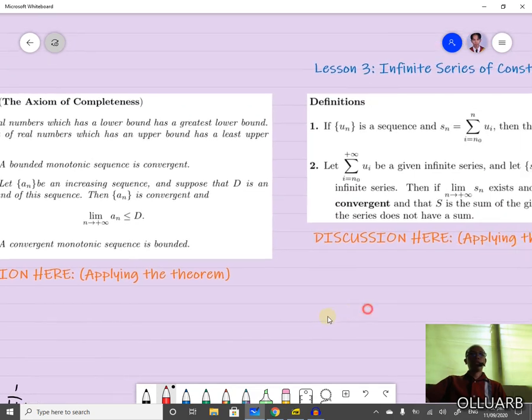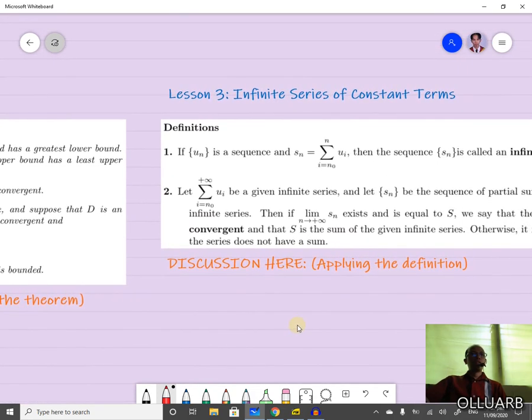Okay, for our next lesson, which is lesson number 3, it will be discussed in the next video. This is entitled Infinite Series of Constant Terms. Remember that this lesson requires the idea of a sequence, which is very important, as I've said in the first lesson. Okay.